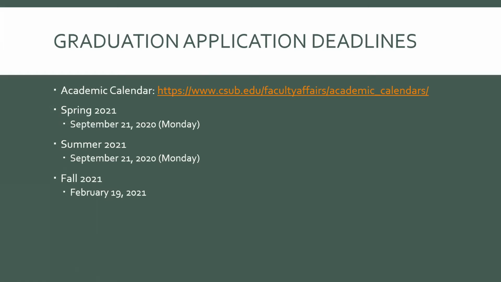So if you're going to be finishing in spring of 2021, so if next semester is your last semester, you need to apply by September 21st of this year, which is actually on Monday. So less than a week, folks. That application is due. The same for summer. So if you're finishing spring or summer, that deadline is this upcoming Monday, September 21st. For those of you who might be completing the fall after that, so fall of 2021, that deadline will be February 19th, 2021.